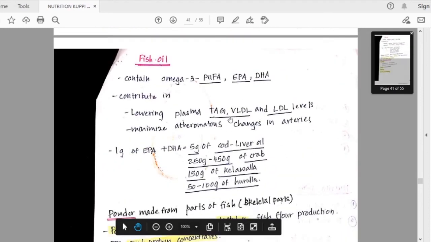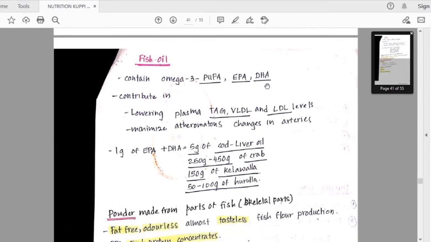Fish oils contain omega-3 polyunsaturated fatty acids, EPA, DHA, and it contributes in lowering the plasma TAG, VLDL, and LDL levels. It minimizes atheromatous changes in the arteries. Natang atherosclerotic plaques, hadenikin, now they know.